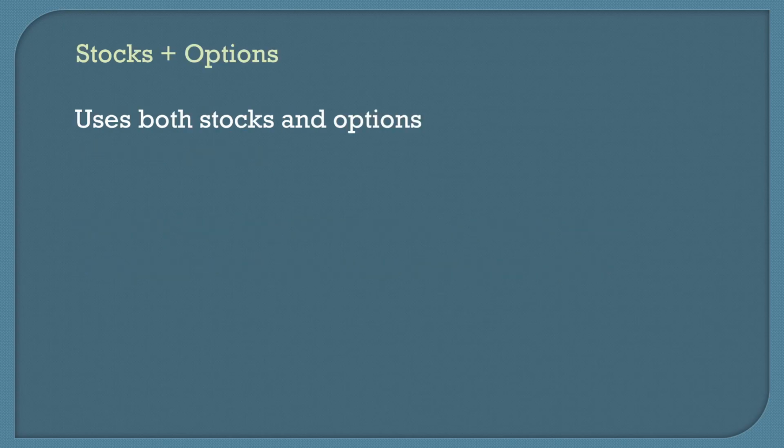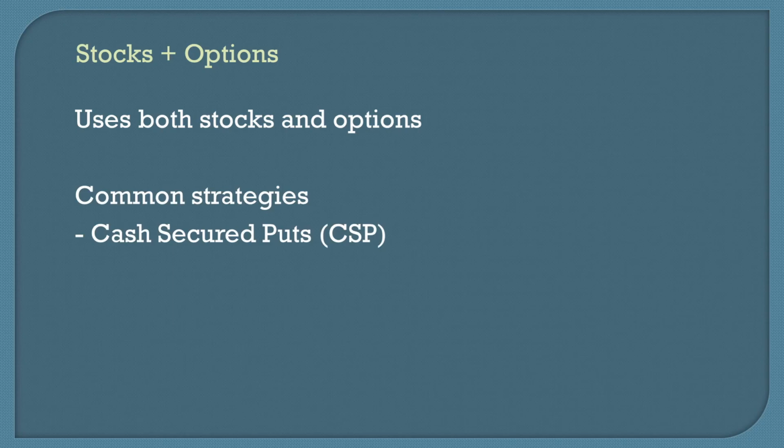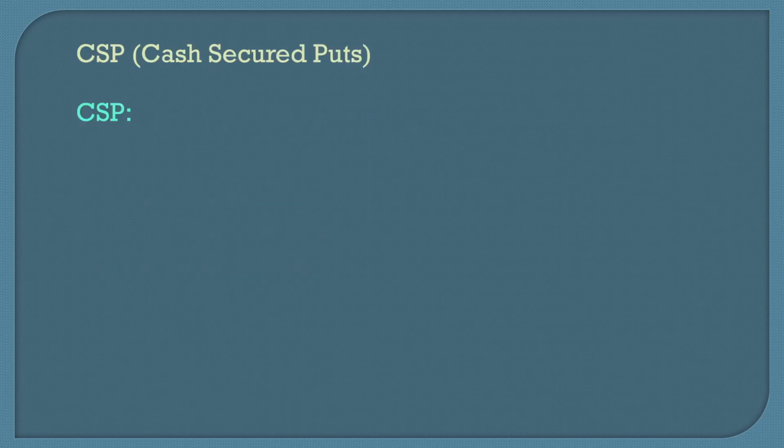Stocks and options. This refers to strategies where you need to use both stocks and options. Two of the most common strategies are cash secured puts, CSP, and covered calls, CC. To start, cash secured puts or CSP.